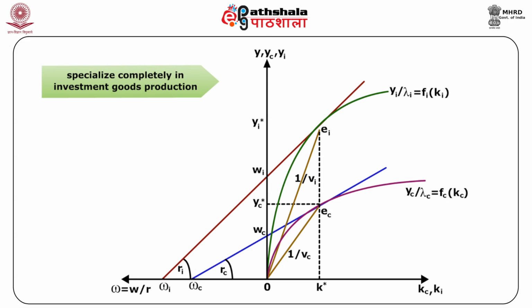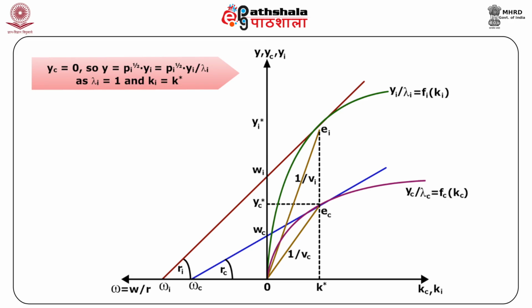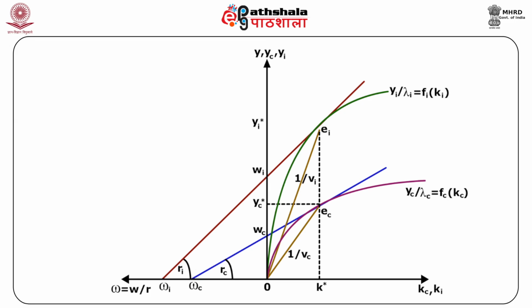On the other hand, if we specialize completely in investment goods production, that is Yc is equal to 0, and so Y is equal to Pi raised to the power 1 upon 2 into Yi divided by lambda i. As lambda i is equal to 1, all labor goes to investment goods production, and Ki is equal to K star, all capital to investment goods. Thus, aggregate per capita output is governed by the intensive production function Fi depicted in the figure. With the given K star, notice we will produce Y is equal to Pi to the 1 upon 2 into Yi star, which, although this depends upon P, seems to be more than Yc star.